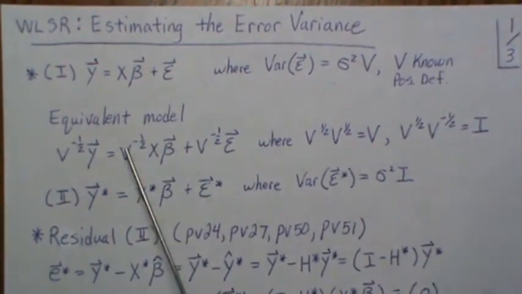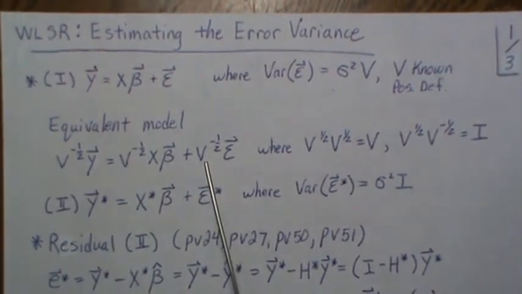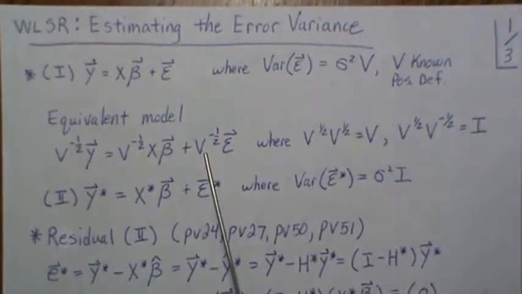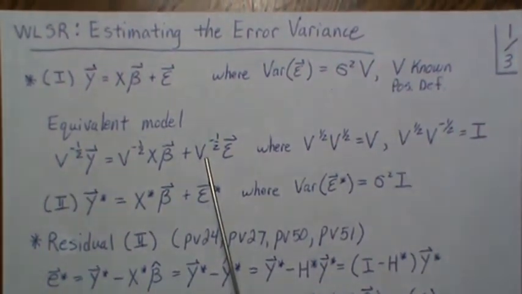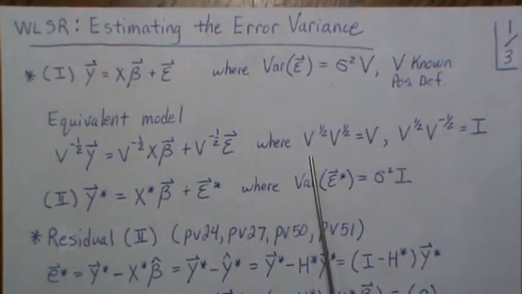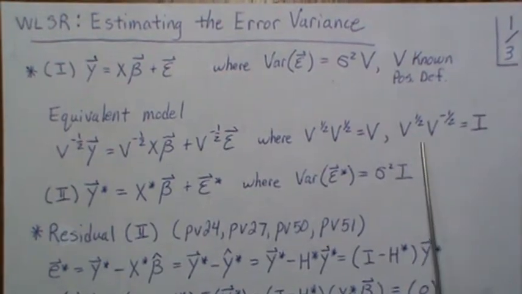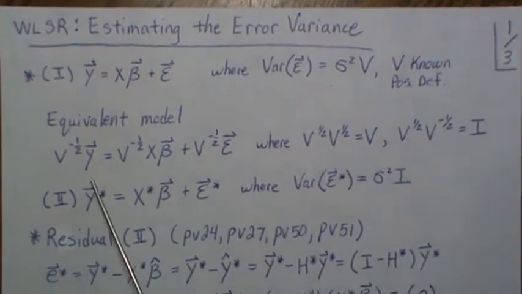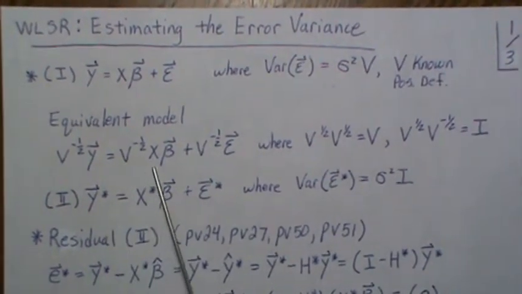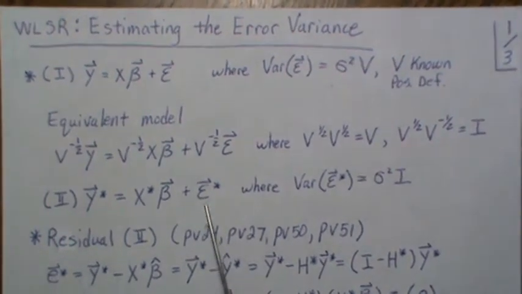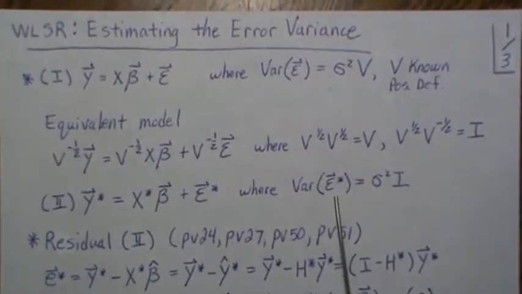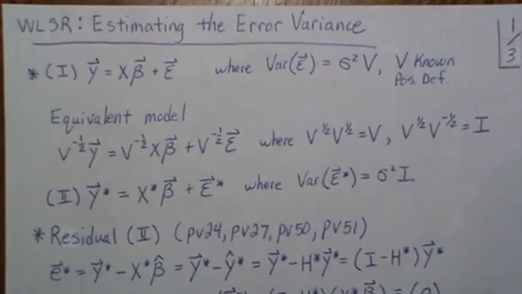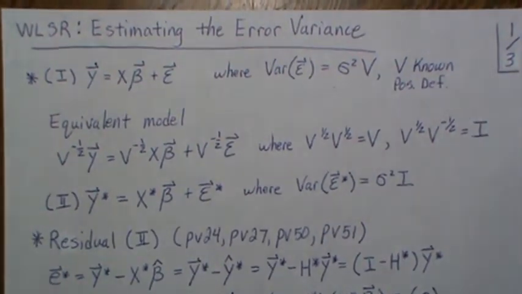Now, an equivalent model is when we pre-multiply everything by v to the minus 1/2, the inverse of the square root matrix. I have a video called Square Root Matrix if you're more interested in that, where v to the 1/2 is the square root of v, and then of course there's an inverse for v to the 1/2, which we'll call v to the minus 1/2. Generically, we're going to call these y star, x star, and epsilon star. And then it turns out that when we pre-multiply, the variance of epsilon star is sigma squared I. This model 2 is a model that we've spent the last almost 50 videos working in.